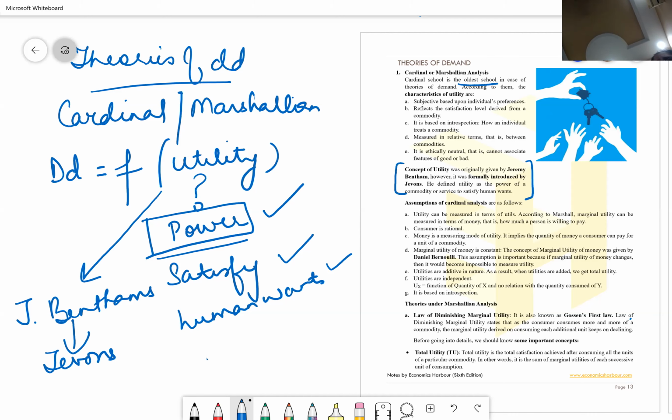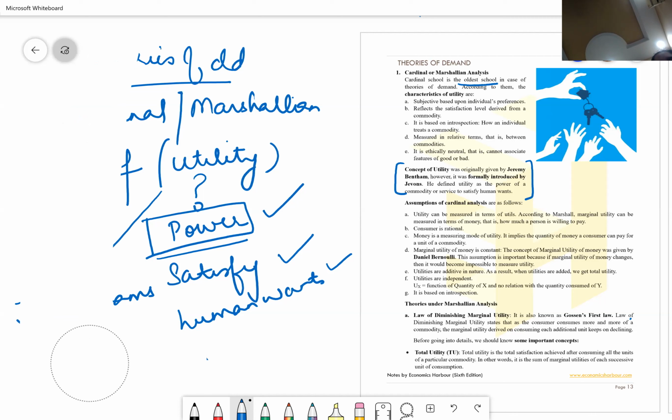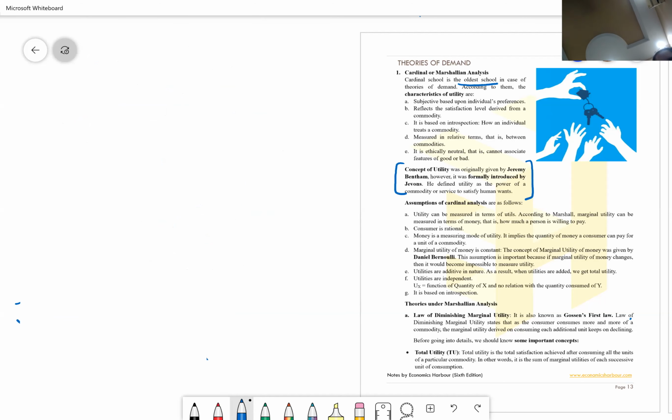Okay. So coming on to the characteristics of utility. What are the characteristics or features of utility defined by the Marshallian analysis or the Cardinal analysis? First is that utility is subjective in nature. Subjective based upon the individual's preferences. Every individual gets a different level of utility from the same commodity consumed. It is not uniform throughout the population under consideration.